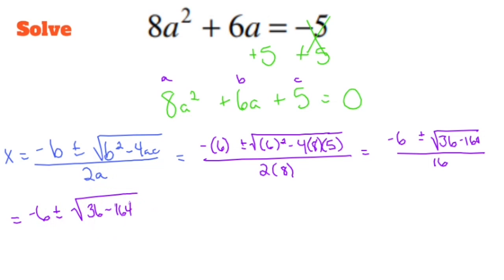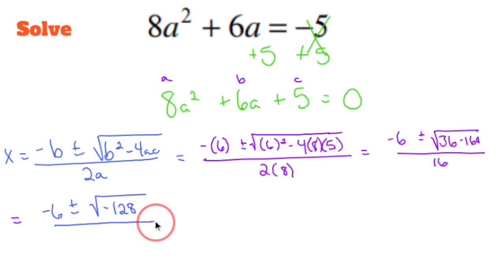160. I wrote that out wrong. 36 minus 160 is negative 124. Let's switch colors. Negative 6 plus or minus the square root of 36 minus 160, which is negative 128, all over 16.